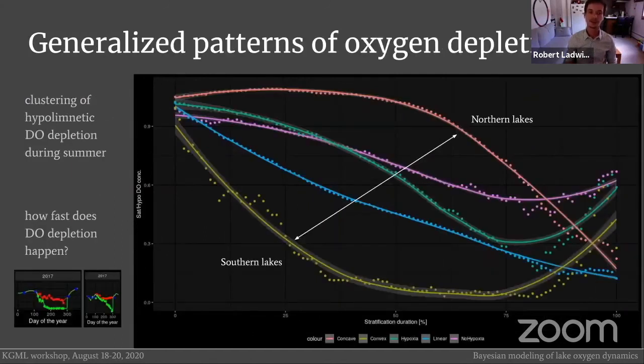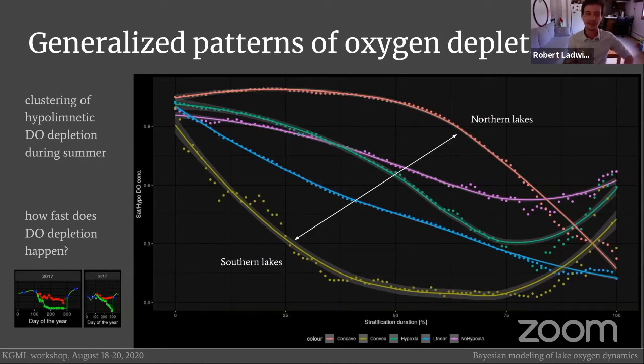And we also tried to generalize the patterns of how fast the oxygen depletion happens. So on the left side, please remember that sometimes the green line goes really fast or sometimes really slow, so the concentration at the bottom. And now we cluster these responses over time. This big plot shows you the oxygen concentration on the y-axis against the time of summer, so the x-axis goes from 0 to 100% of summer being over.